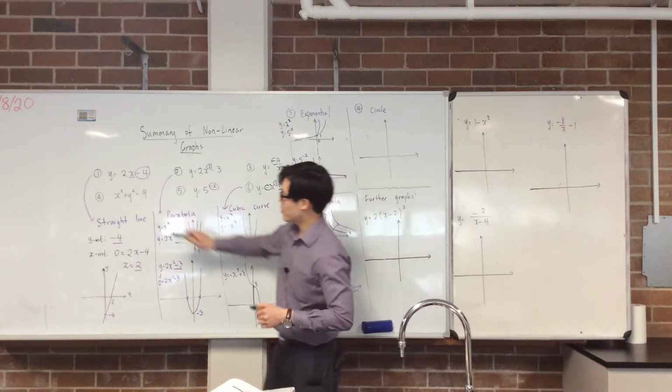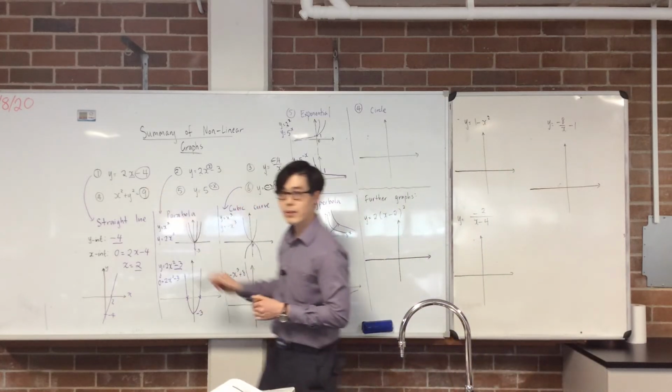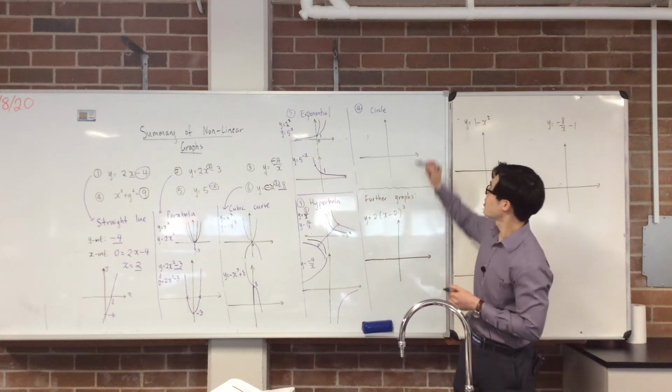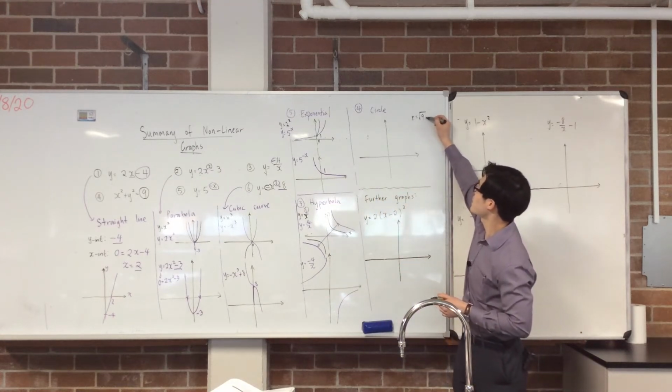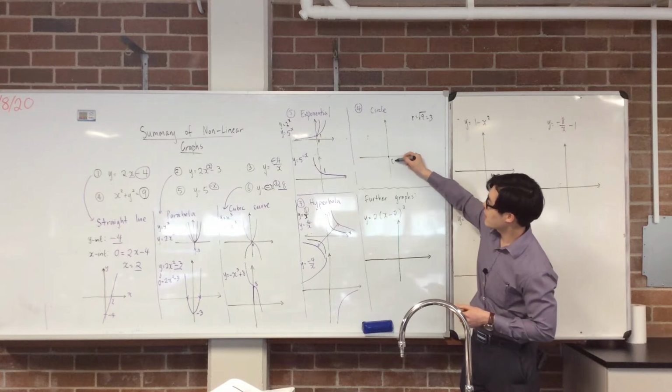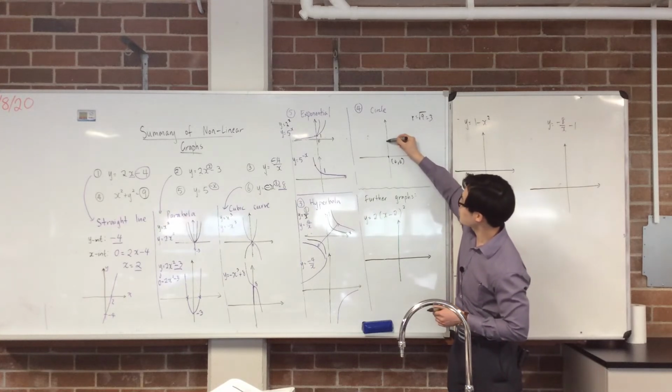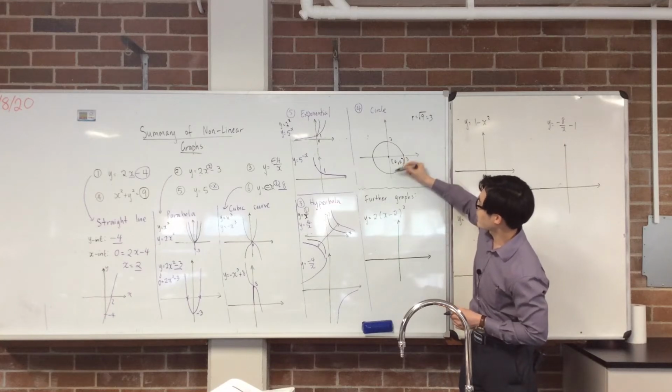We learned from yesterday, it's a circle if it's in this form. And from here, what's the radius? Radius is square root of 9, which is 3, where the center is at the origin. So draw a circle around it with 3 units all around the circle.